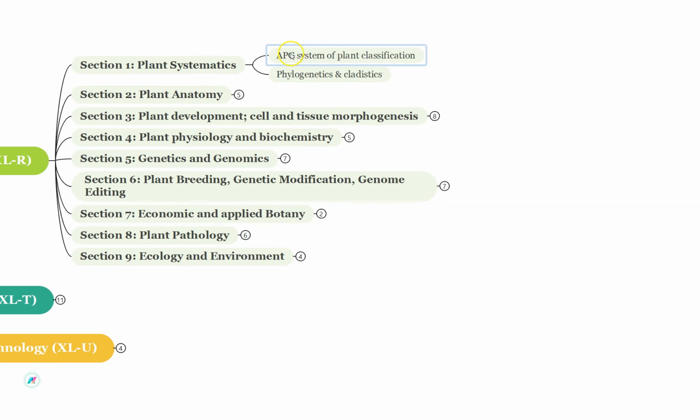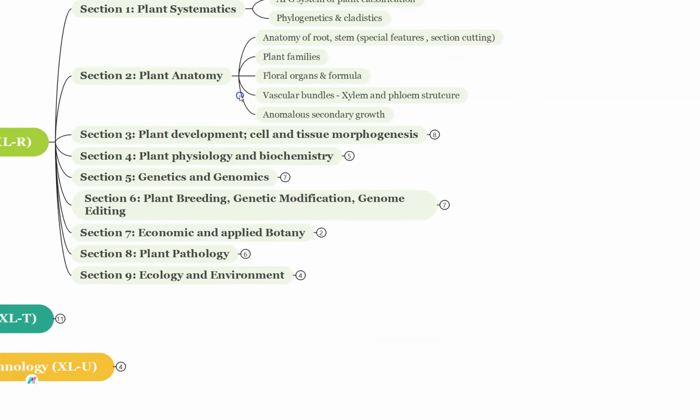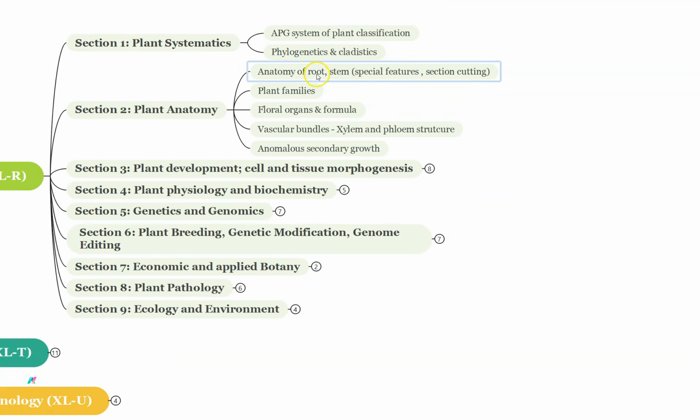From the first section, the APG system of plant classification, the different characteristics like angiosperms, gymnosperms, bryophyte, monocot, dicot, this is what is asked, if at all. And phylogenetics and cladistics also have questions. From plant anatomy, anatomy of root, stem and other plant parts, the special features and also section cutting. Plant families such as floral structures and conditions and their unique characters. Floral organs and floral formula. The vascular bundles like xylem and phloem structure and also anomalous secondary growth.